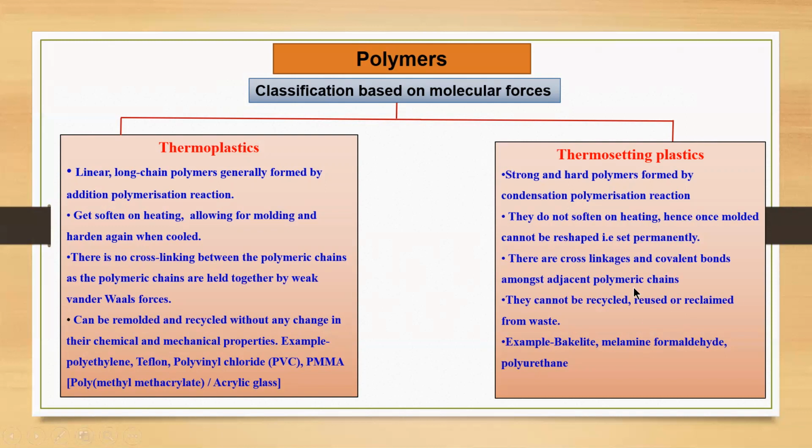In the examples of thermosetting plastics, we have bakelite that is very well used in phones and other materials, and polyurethane is a very common example. This is the foam we use in sofas that is popularly known as PU foam. And the other is melamine formaldehyde that is used also in various household appliances. Bakelite is used in making dryers also. So these are certain examples and applications.